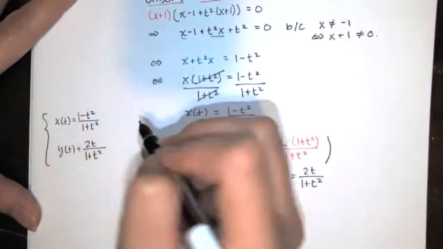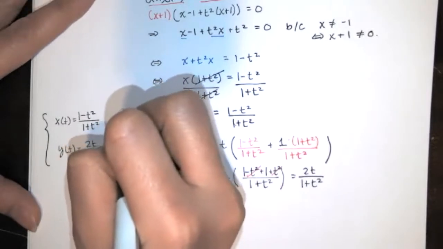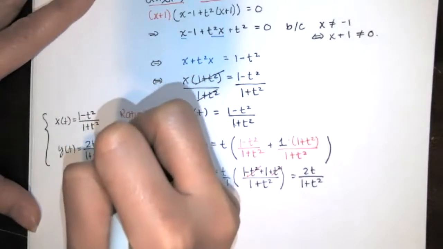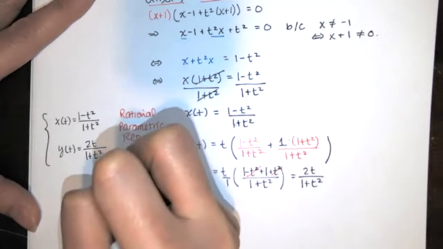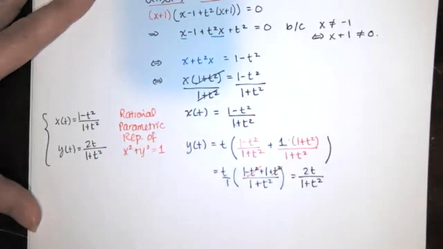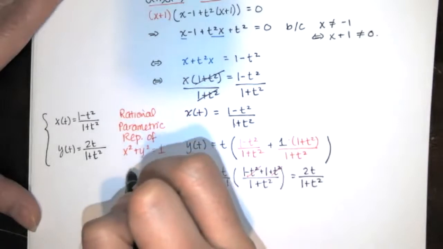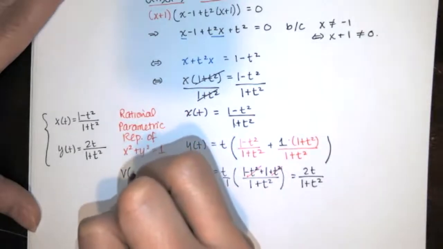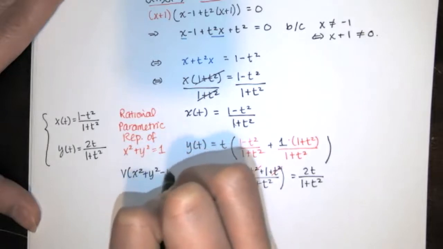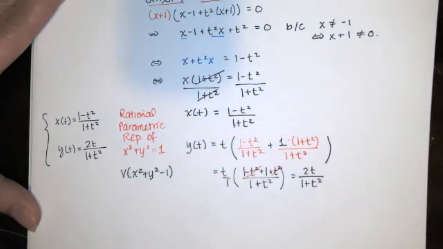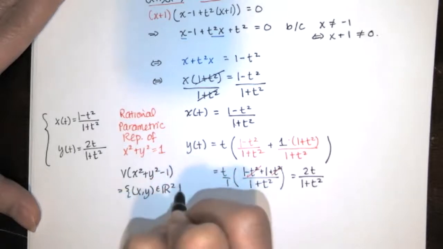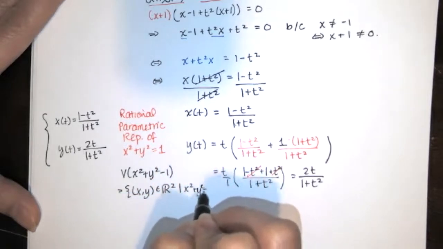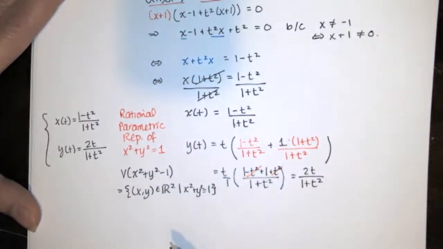actually, let me just label this first. These are the rational, or this is a rational parametric representation of x squared plus y squared equals 1. And remember, x squared plus y squared equals 1, that's an affine variety. It's typically represented this way. It's the variety defined by the polynomial equation in two variables, x squared plus y squared minus 1. This is a set of all points x, y, such that x squared plus y squared minus 1 equals 0. And if we add the 1 to both sides, we get this.